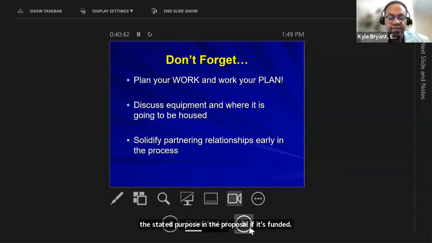Next, you want to solidify partnering relationships early in the process. You do this by getting letters of support and letters of commitment from your community partners. If you're going to be teaching an after-school program with, say, at-risk teens at some of the tier 1 schools in your community, make sure you have a letter of support from that school or from the PTSA saying that we agree and we support your mission and your organization for having this after school program for our at-risk youth at these middle schools in our county or what have you.